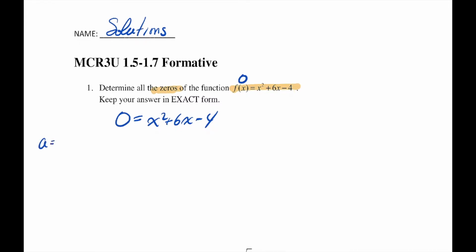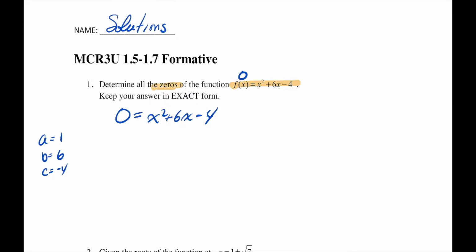So A is equal to 1, B is equal to 6, and C is equal to -4. One of the first things I would like to do is figure out what the discriminant is, because if the discriminant is negative, I don't have to go any further. There are no solutions. The discriminant is b squared minus 4ac. So that's going to be 6 squared minus 4 times 1 times -4. So here it's going to be 36, and it's going to be -4 times 1. So -4 times -4 is going to be a positive 16.